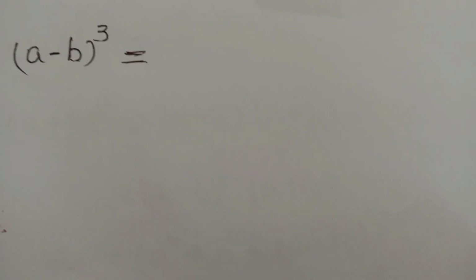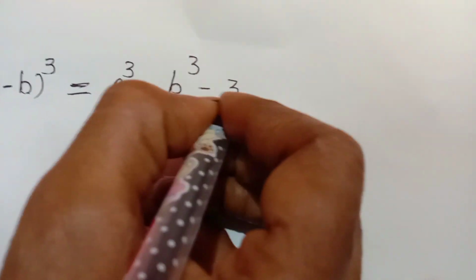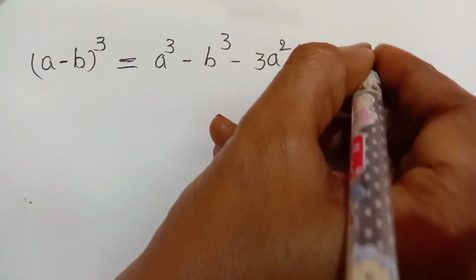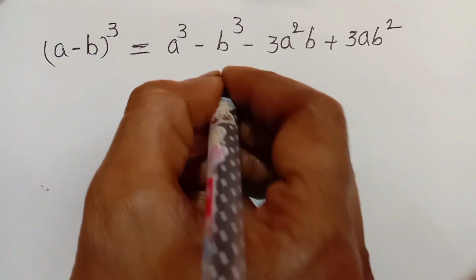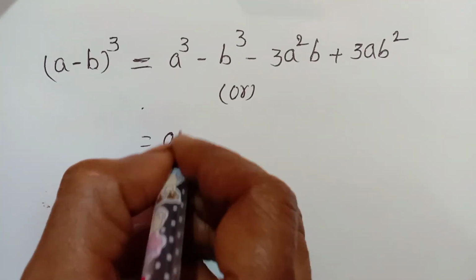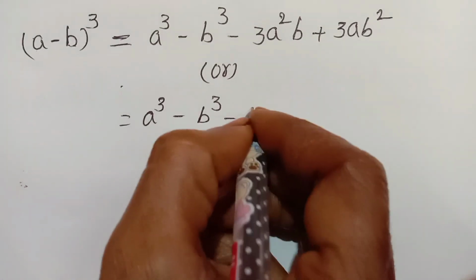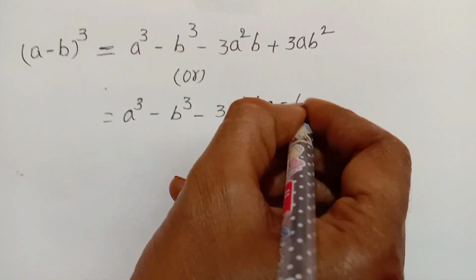You get the next identity as a minus b whole cube is equal to a cube minus b cube minus 3a square b plus 3ab square, that is a cube minus b cube minus 3ab into a minus b.